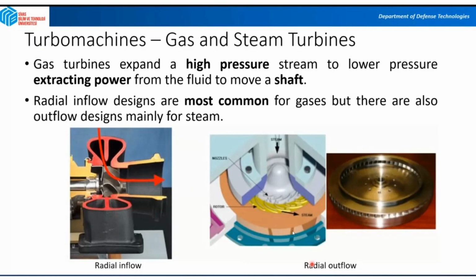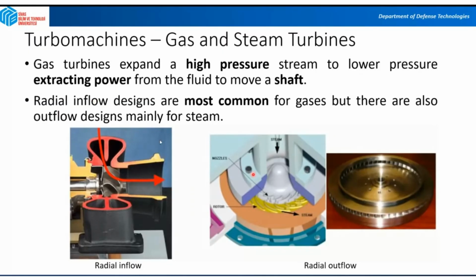On the other hand, you have radial outflow turbines. As you can see, you have for example, a steam or something that is coming in line with your shaft, and then you can see that it is leaving radially. So these are the two types of gas and steam turbines. The main role is to expand a high pressure stream to lower pressure while extracting power from the fluid to move a shaft. Turbine is there to do like this.